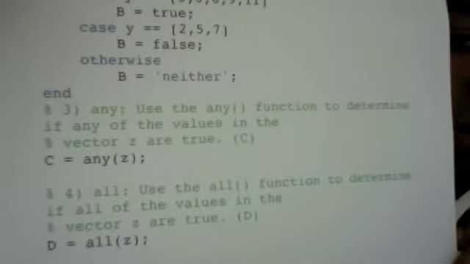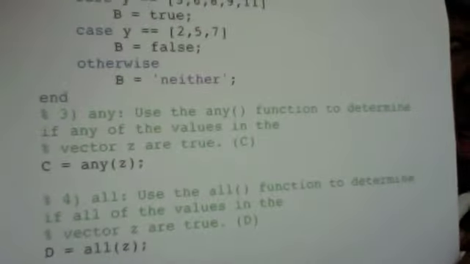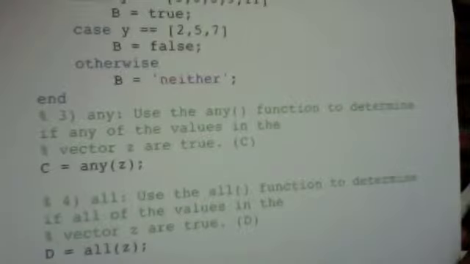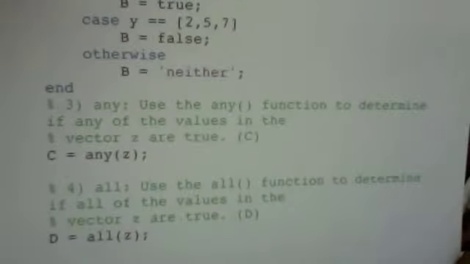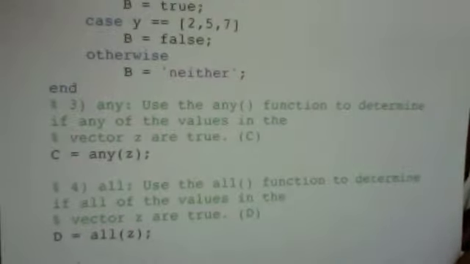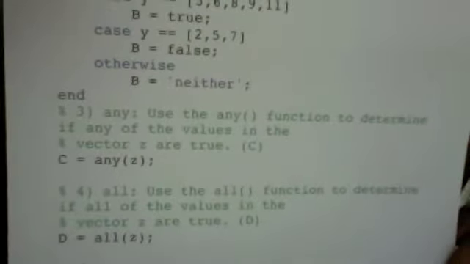And then number 4 is the all function: use the all function to determine if all the values in the vector z are true. d equals all of z. So that's just going over that again. And so that's really just the ABCs of conditionals and the really basic stuff. I hope it helps a little bit, and that's it.